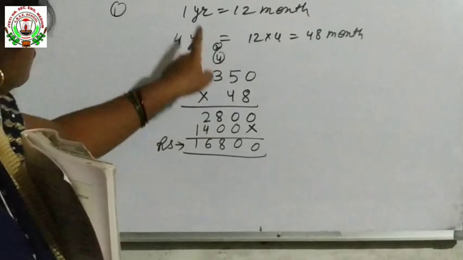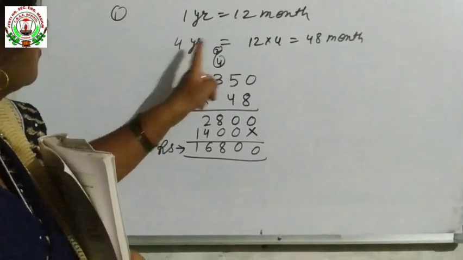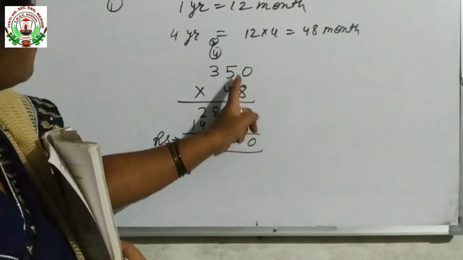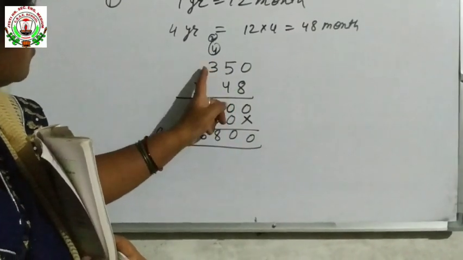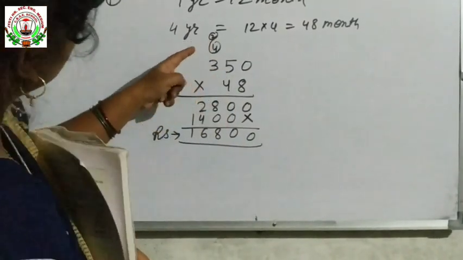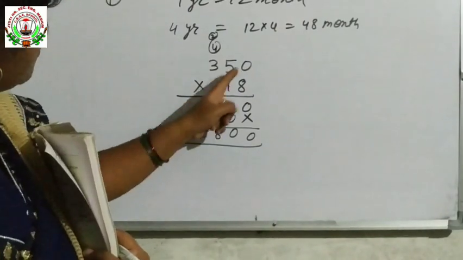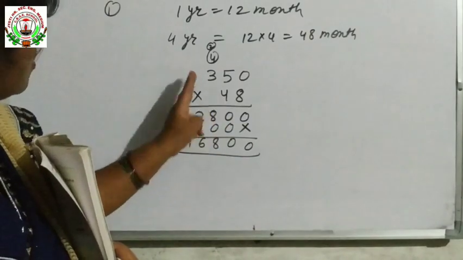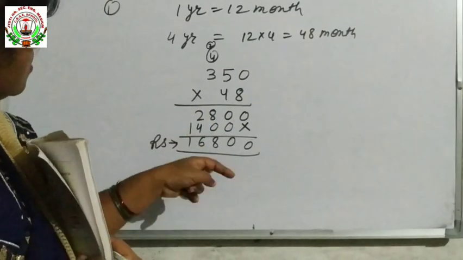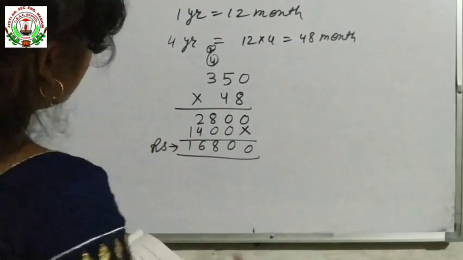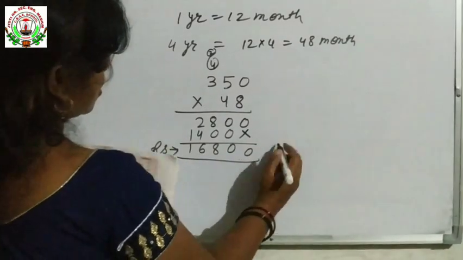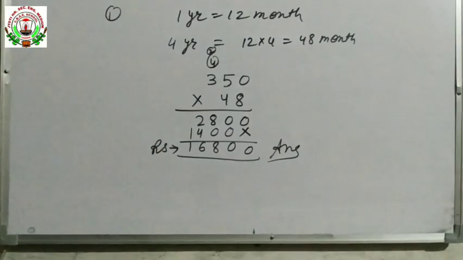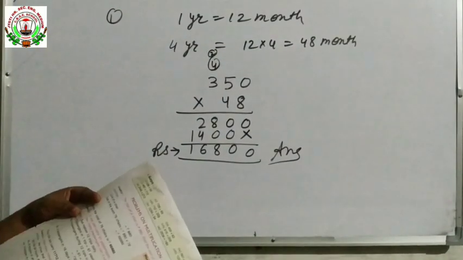Understood? Check once again. 1 year 12 months. 4 years means 12 into 4. 48 months. 8 zeros are 0. 8 5s are 40. 0, 4 carry. 8 3s are 24. 24 plus 4, 28. 4 zeros are 0. 4 5s are 20. 2 carry. 4 3s are 12. 12 plus 2 is 14. 0. 4 plus 2. Understood? So 16,800 he will save. So you will put the correct answer in the option.